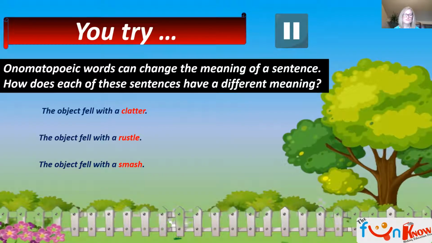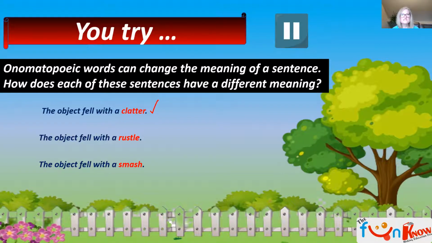Okay, how did you do? So number one, the object fell with a clatter. I'll just tick this one off so we know we've done this one. If something falls with a clatter, it's an uncomfortable sound. It hasn't broken the object, or else it might say something different. And it means that people around this situation will have heard this sound.